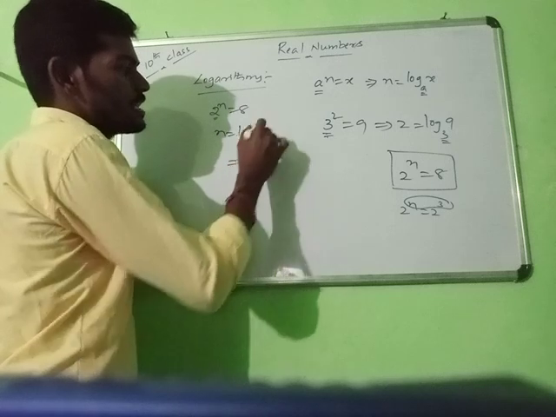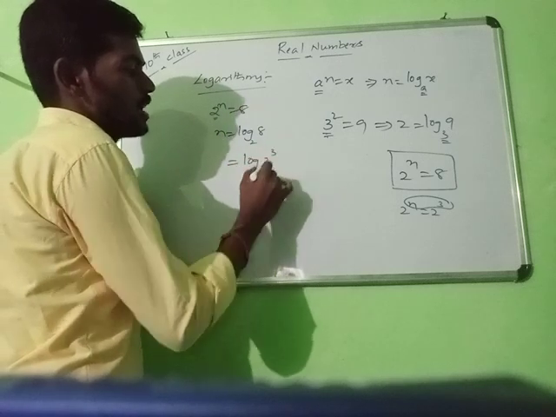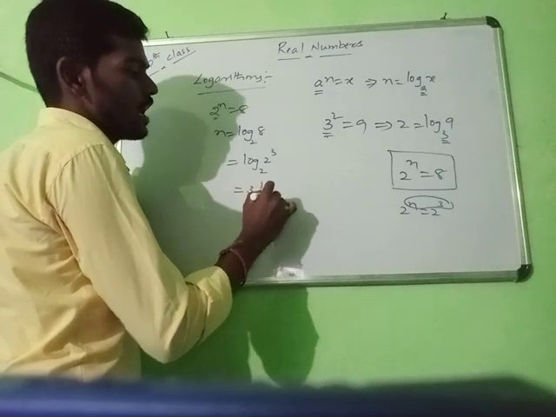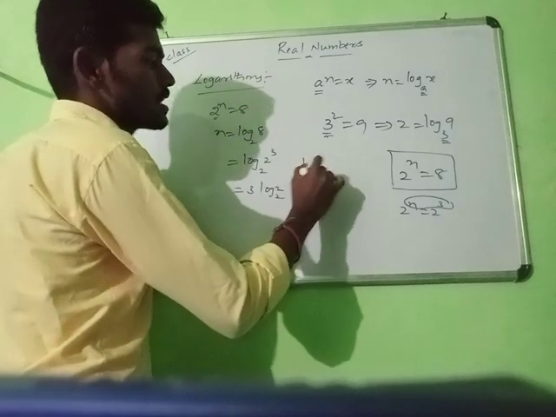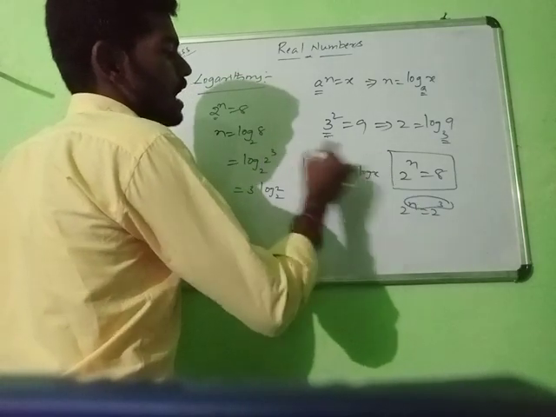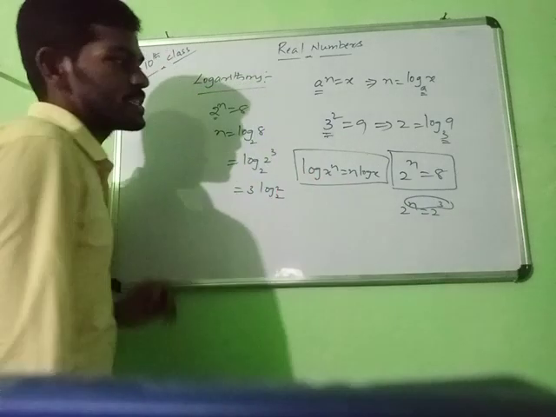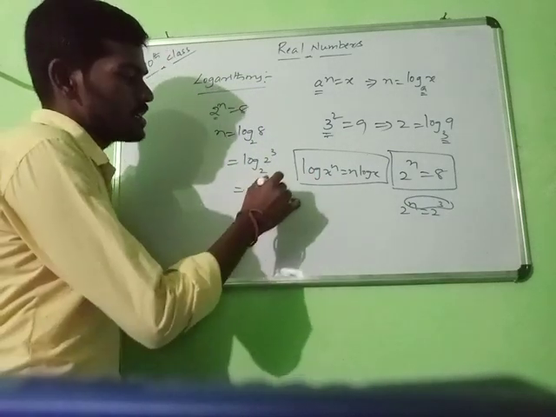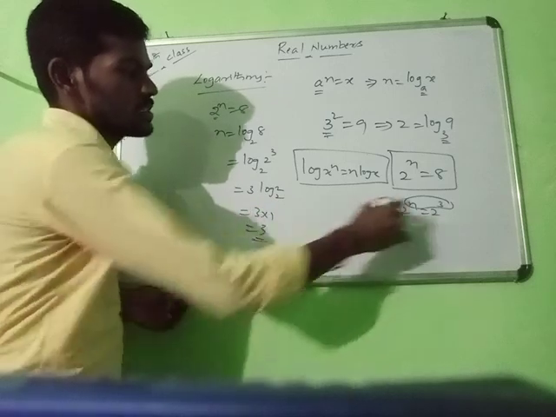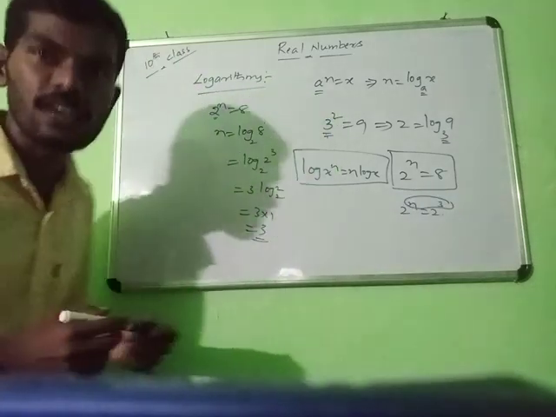Now log 8 means log of 2 cube, base 2. We have the formula log of x power n is equal to n into log x. So 3 into log 2 base 2. This value is 1, so 3 into 1 is equal to 3. This is the answer. The answer is the same.